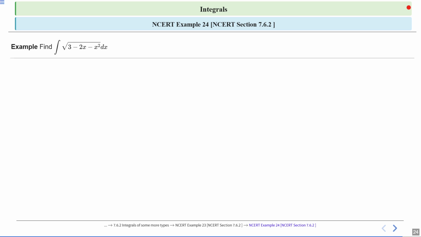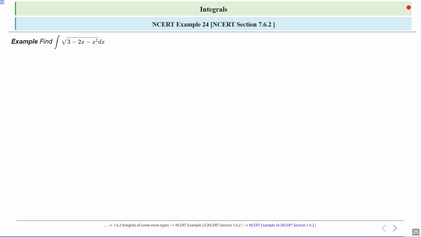Now we have to integrate root under 3 minus 2x minus x square. So let I is equal to integration of root under 3 minus 2x minus x square dx. At first this is not of any of the forms, so we try to convert it by algebraic manipulation to any of the three cases. So we use the complete square method.